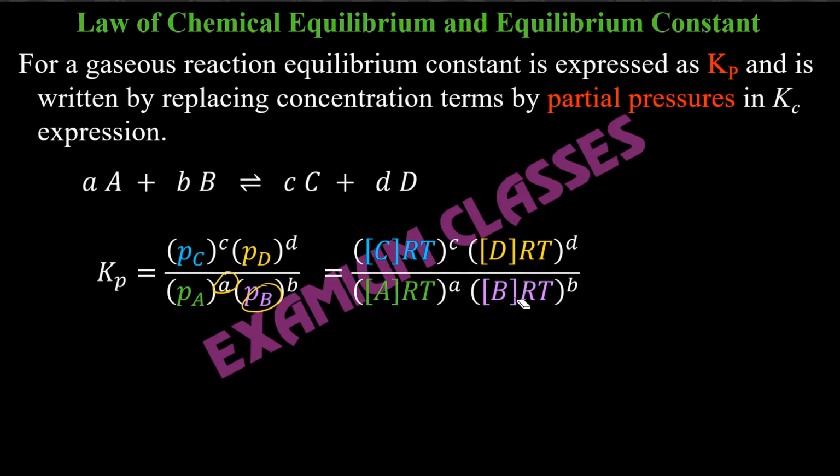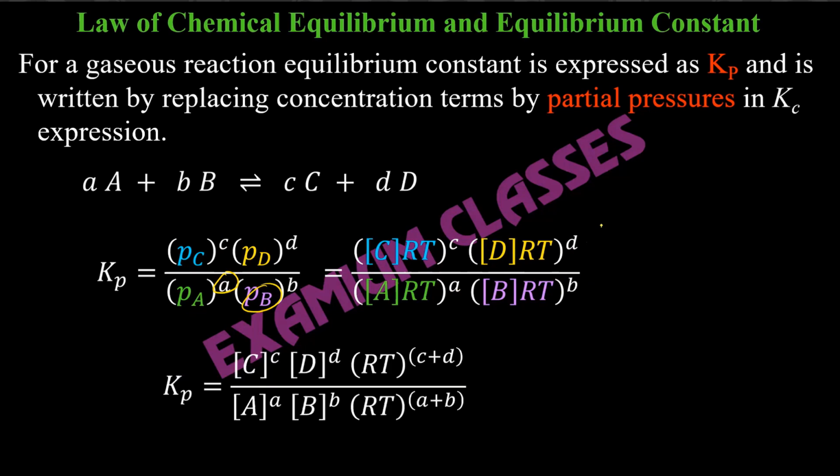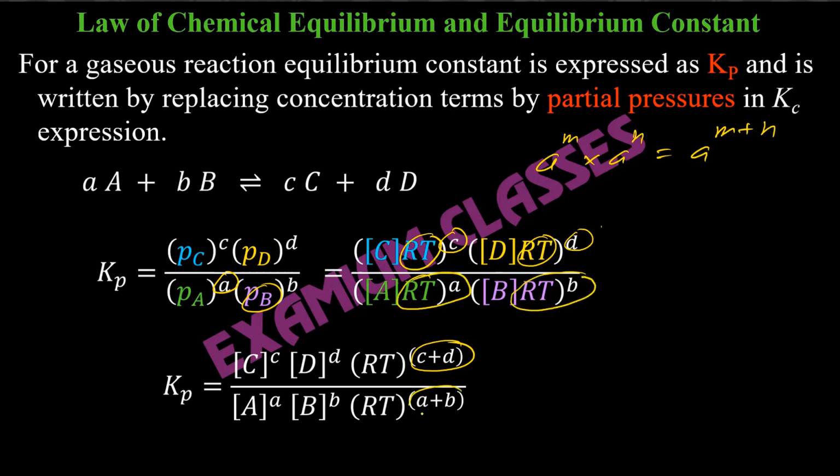Now, obviously, RT we can take out because RT is common. So RT to the power c, RT to the power d, etc. we can take common. So here it will be RT to the power c into RT to the power d. And you know that a to the power m into a to the power n is equal to a to the power m plus n from your math. So that's why it will be RT to the power c plus d. Similarly, in the denominator, it will be RT to the power a into RT to the power b. It will be RT to the power a plus b.